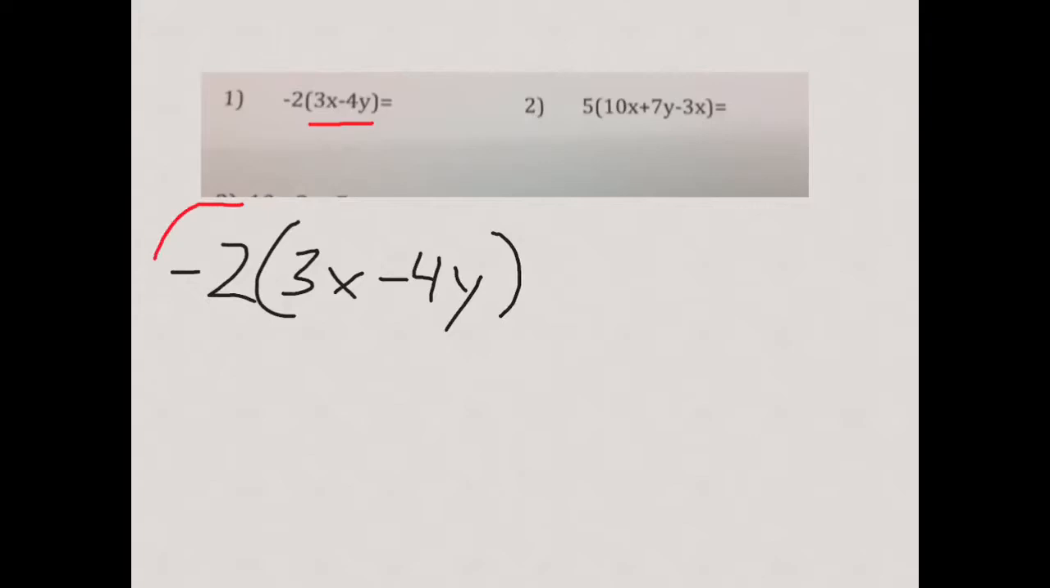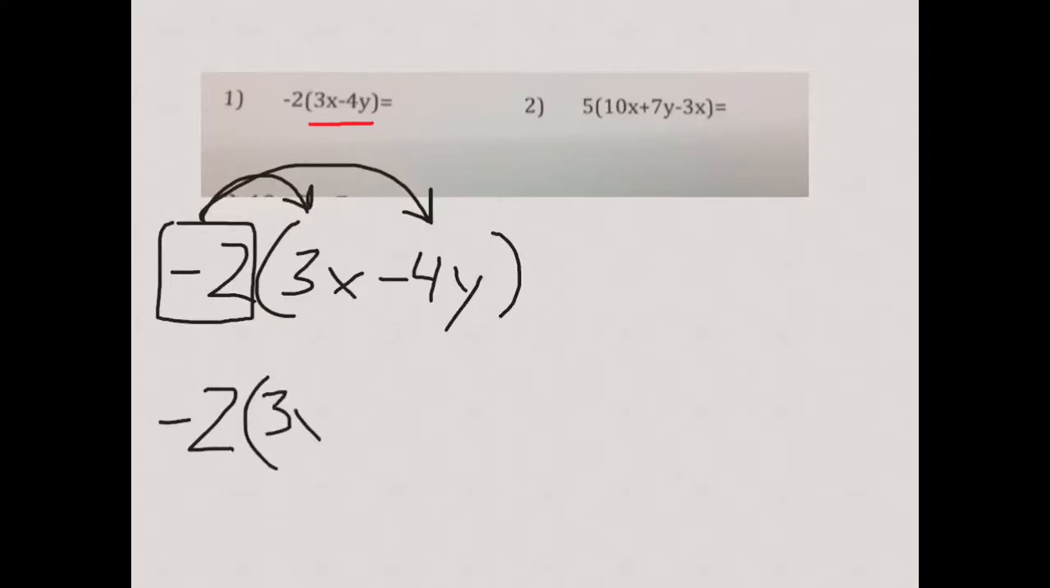So what I'm going to do is look outside and see is there anything outside the parentheses. There's a 2. We notice that that 2 is right next to parentheses. There's no sign in between, so that means that we multiply. Now, we're going to take this negative 2, the whole thing, including the negative sign, and multiply it times everything inside the parentheses. So negative 2 will multiply times 3x, and then negative 2 will multiply times negative 4y.